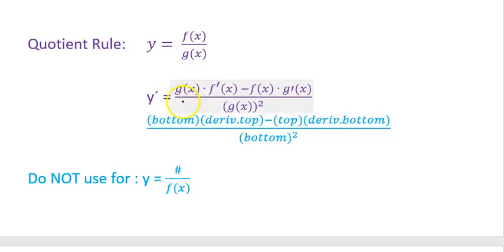My rule is that I do the bottom times the derivative of the top minus the top times derivative of the bottom, so it's kind of similar to the product rule except we have a minus, but then it's all over the bottom squared. And so again, I actually say that in my head every time I do a quotient rule.